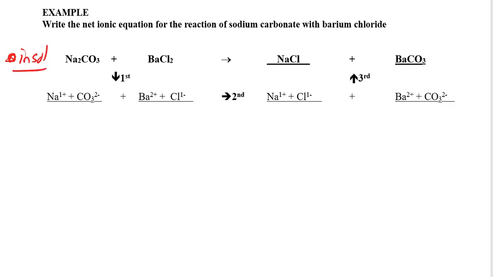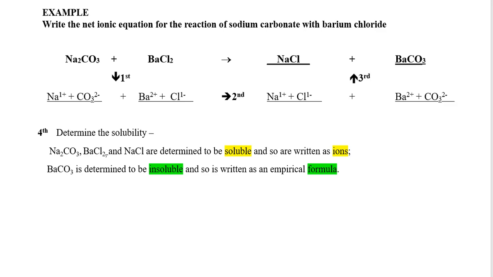Everybody's written as chemical formulas. This is like our soluble line. Everybody's written as those ions. So if you find somebody that's soluble, then you're going to put it in its ion form. Insoluble, put in its chemical formula form. So let's look at those solubilities, okay?